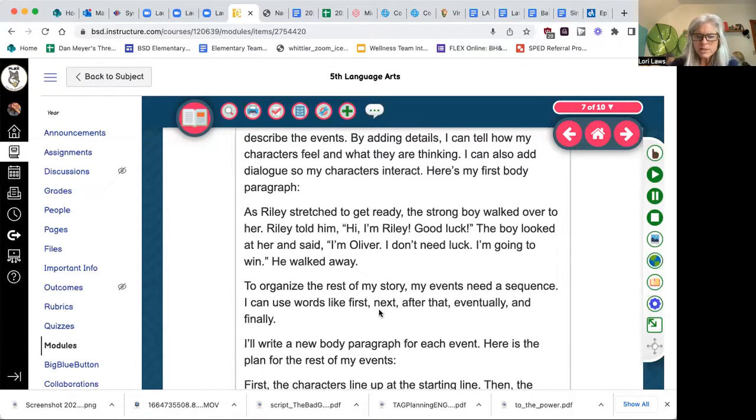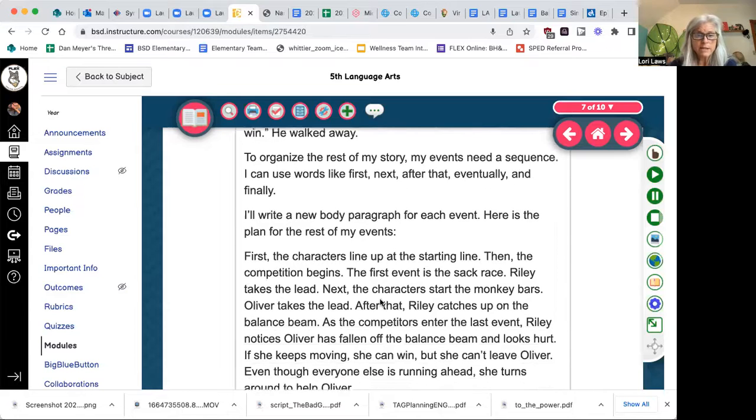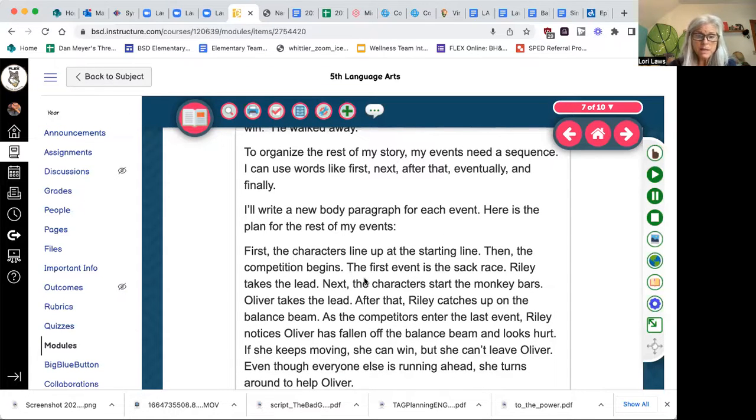You can use words like first, next, after that, eventually, and finally. We call those transition words. I'll write a new body paragraph for each event. Here's the plan for the rest of my events. First, the characters line up, then the competition begins.